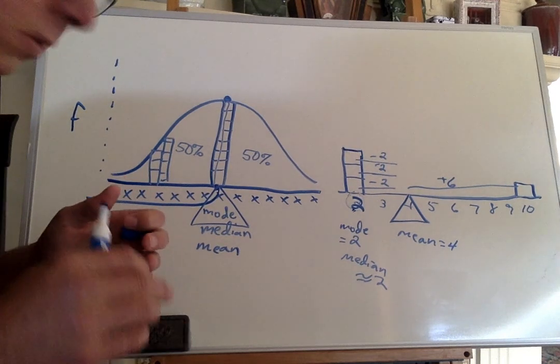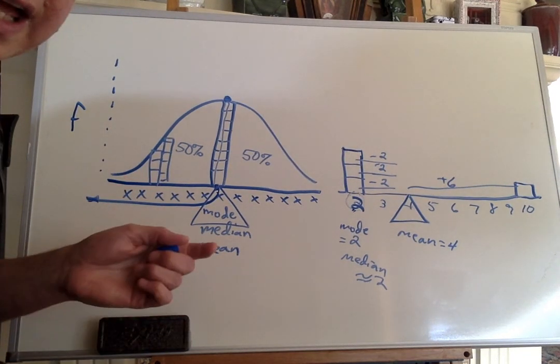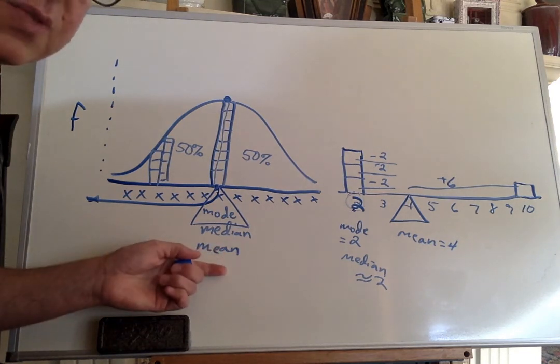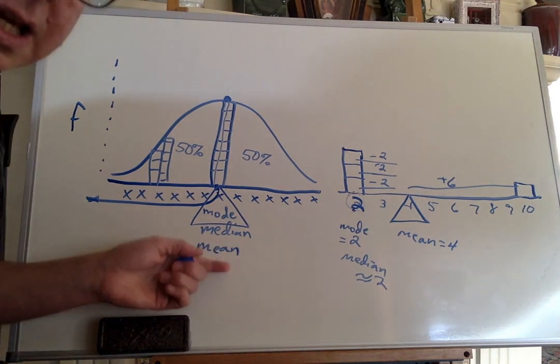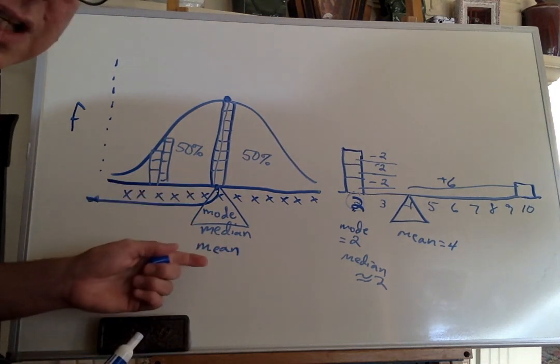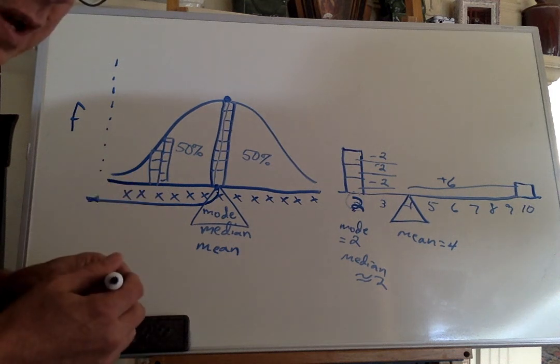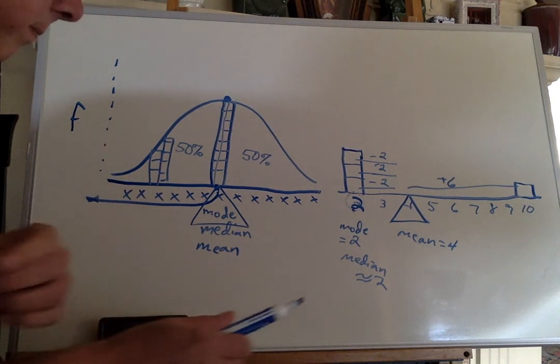With a normal curve, unfortunately, they're at the same spot, and they're all referred to as measures of central tendency. And so I think it's confusing when you learn the concepts of these with a normal curve, because it can be misleading in a way.